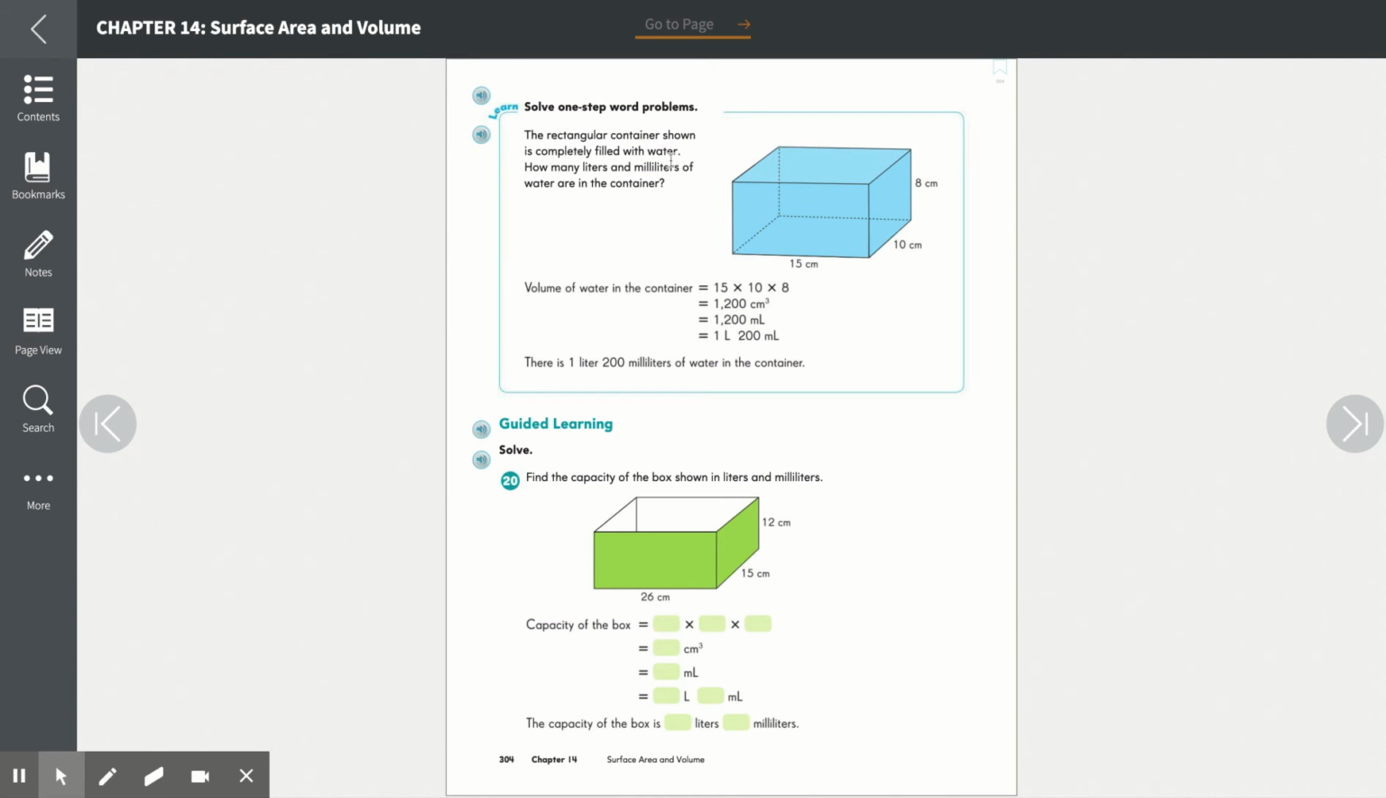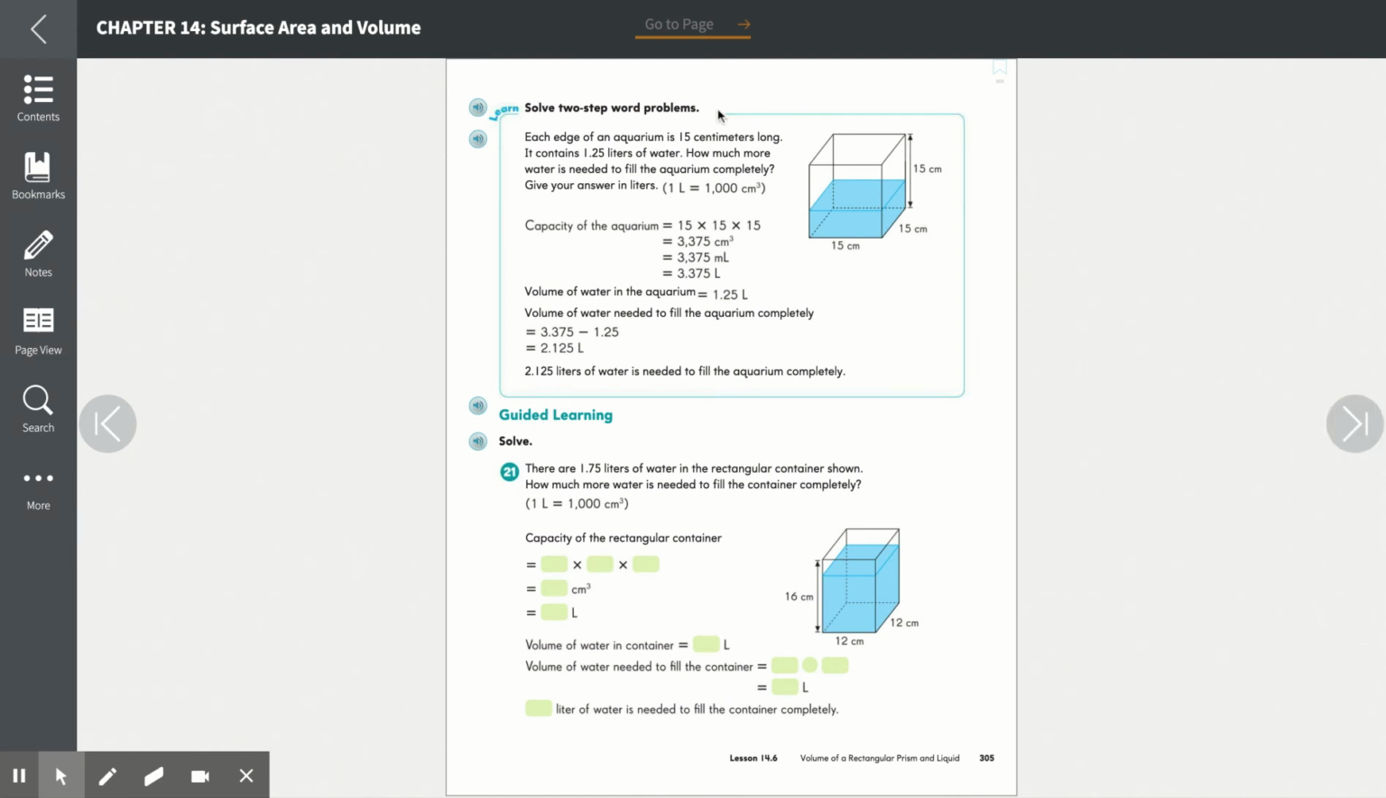The rectangular container shown is completely filled with water. How many liters and milliliters of water are in the container? So the volume of the water in the container is 15 times 10 times 8 equals 1,200 centimeters cubed. And remember that 1 centimeter cubed is the same as 1 milliliter. So 1,200 milliliters equals 1 liter with 200 milliliters. There is 1 liter, 200 milliliters of water in the container.